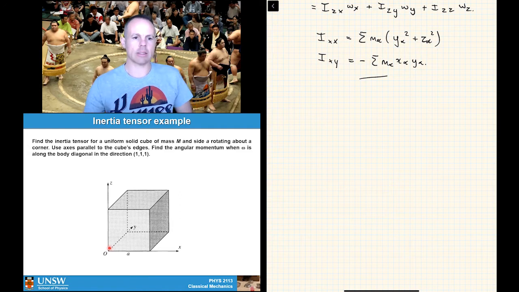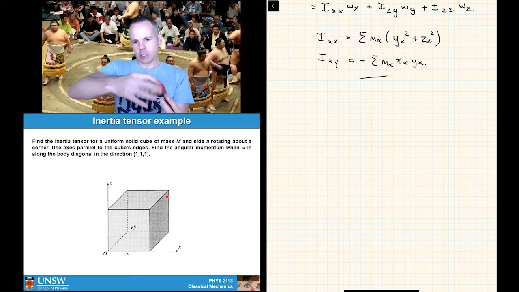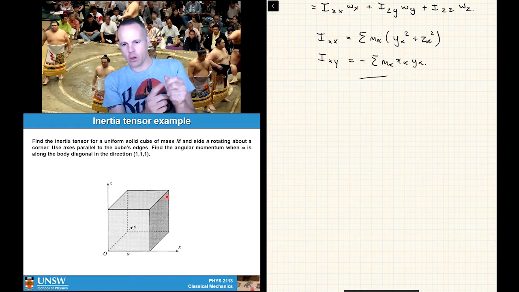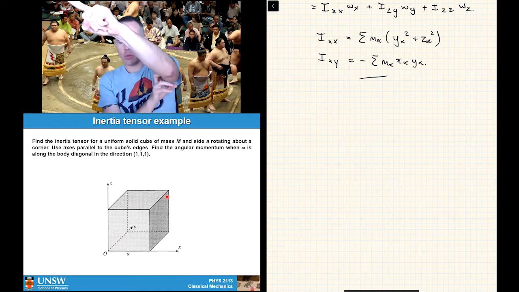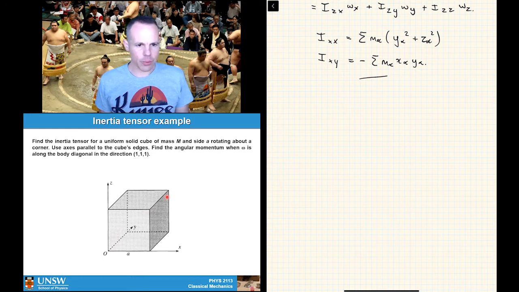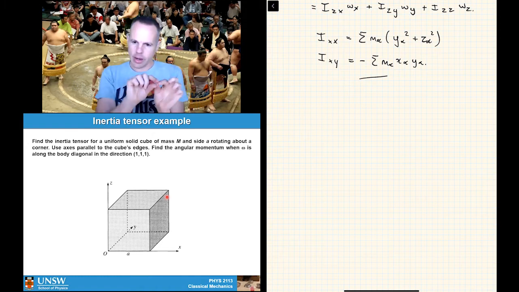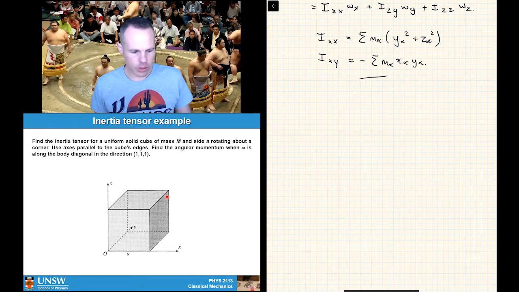And then it says, find the angular momentum when omega is along the body diagonal in the direction 1, 1, 1. Okay, so now what we've got is a rotation that actually still is about that point in the corner, but the axis is now driving its way through that object. Okay. So the question's kind of refined itself. It's rotating about a corner, which was an arbitrary motion, and now we've actually set an axis for it so we know where this is going.